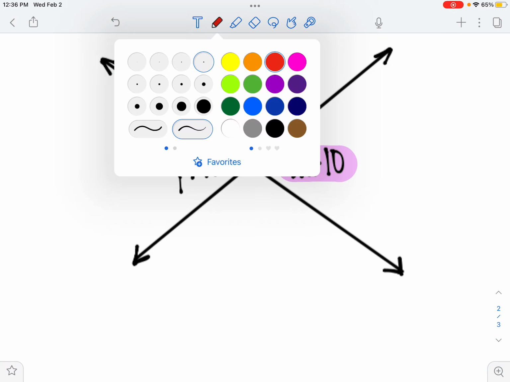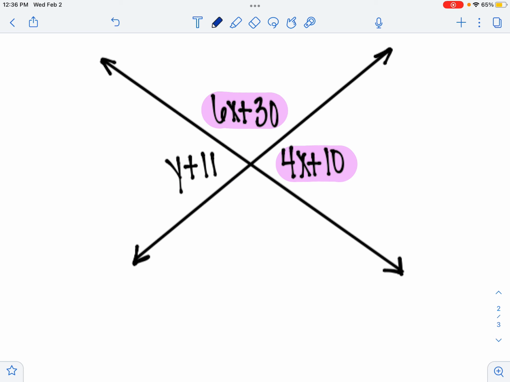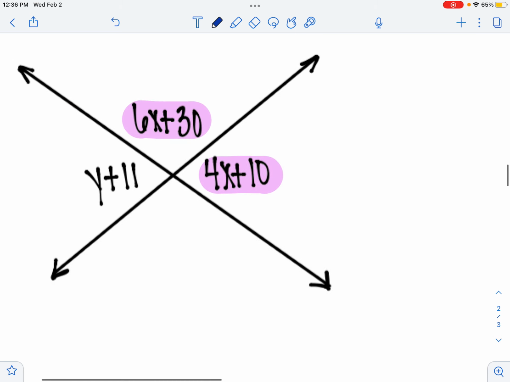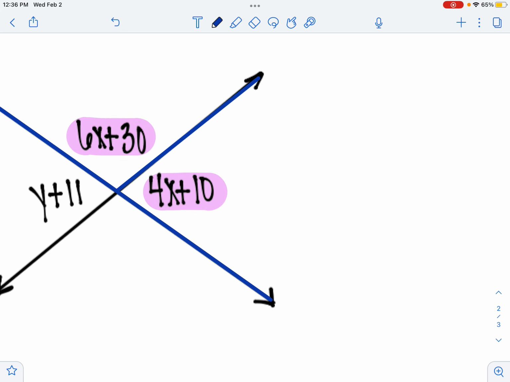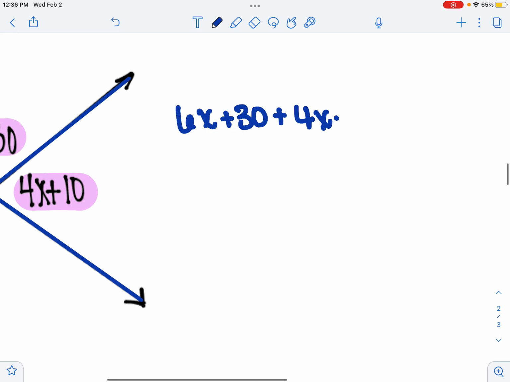So I would notice that those two expressions, 6x plus 30 and 4x plus 10, are the same. And so I have to ask myself now, well, what type of angles are they? So I see that they're a linear pair because they're splitting up the straight angle into two different angles. And because I know that linear pairs are supplementary, I'm going to take 6x plus 30, add that to the 4x plus 10, and set it equal to 180 degrees.